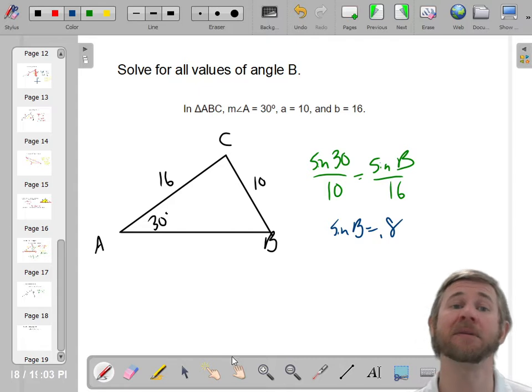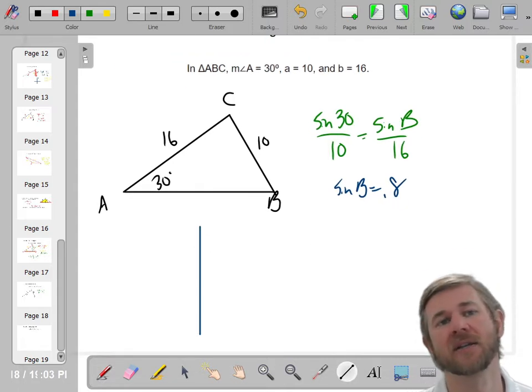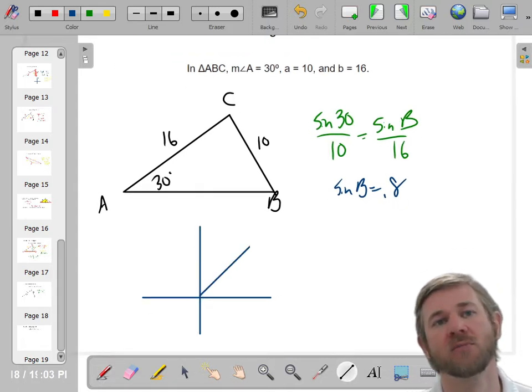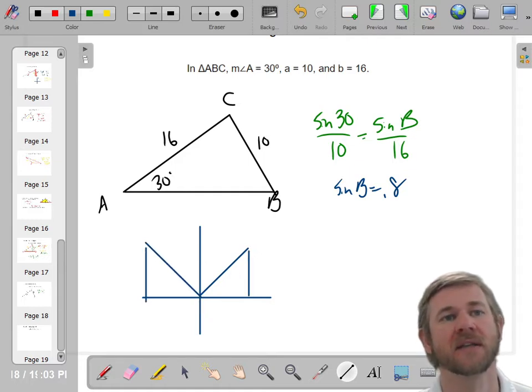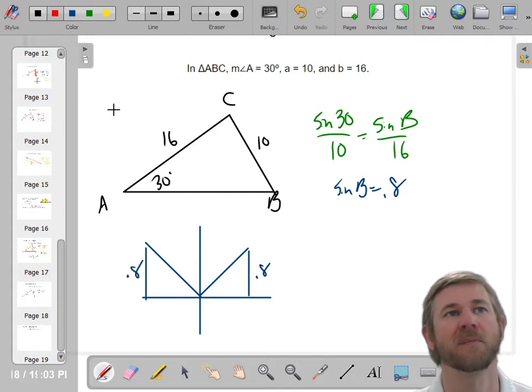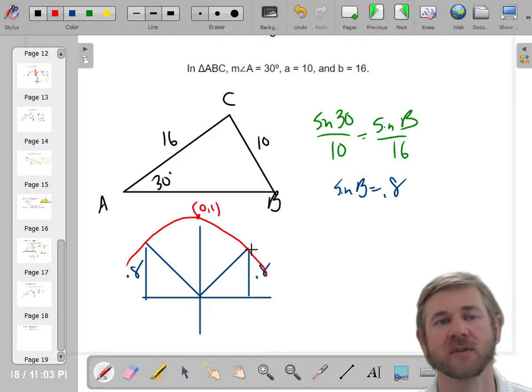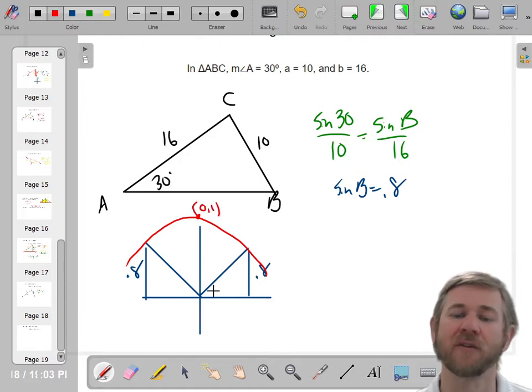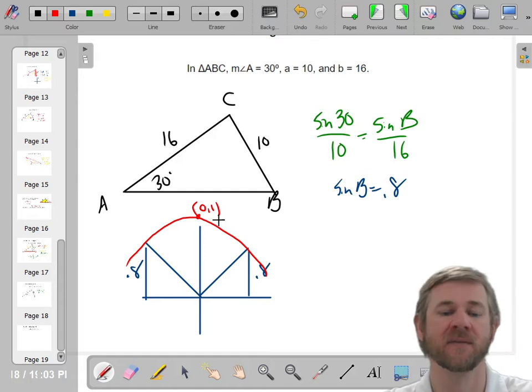Now, the sine of B can be 0.8, but let me try and convince you here on the unit circle that there's more than one answer. Remember, sine is the y value, and you're telling me that this height is 0.8. If you think about it, this part of the unit circle would be at 0, 1, and we're somewhere in here. I can find this reference angle pretty easily by doing inverse sine.